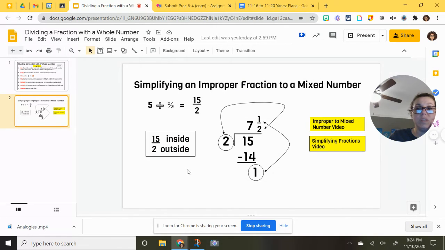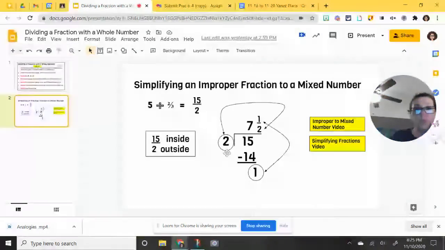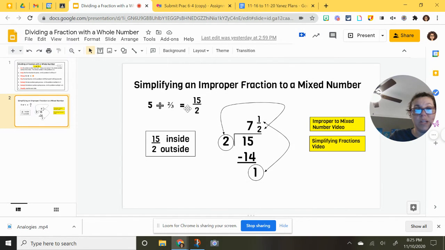And if you need help with the simplifying, this might look a little confusing, but if you look here, the top number was 15, that goes inside. The bottom number is 2, it goes on the outside. You do a regular division problem. Your remainder would be a 1. And this 2, which is the same 2 as the denominator, stays the denominator. It is still a 2.